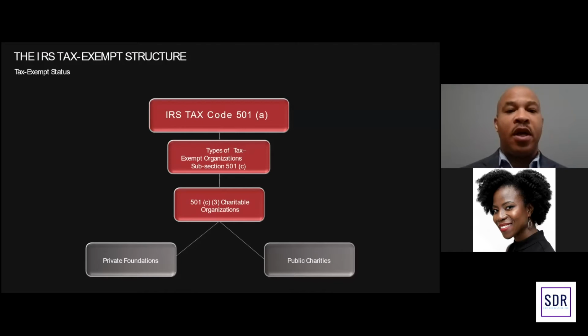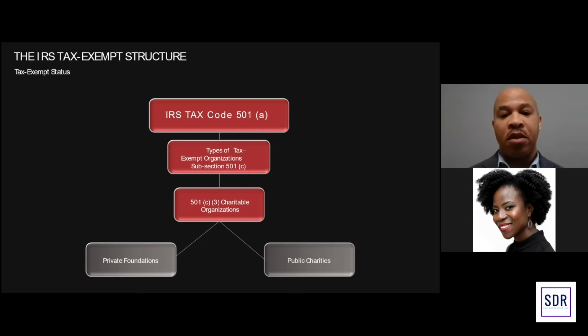First off, the 501c3 organizations are named that because that's where they're derived from in the IRS code. There are more than 30 501c organizations, but 501c3, the charitable organizations, are the ones that are most common, that most people are aware of. Within that, there are two subsets: public charities and private foundations.